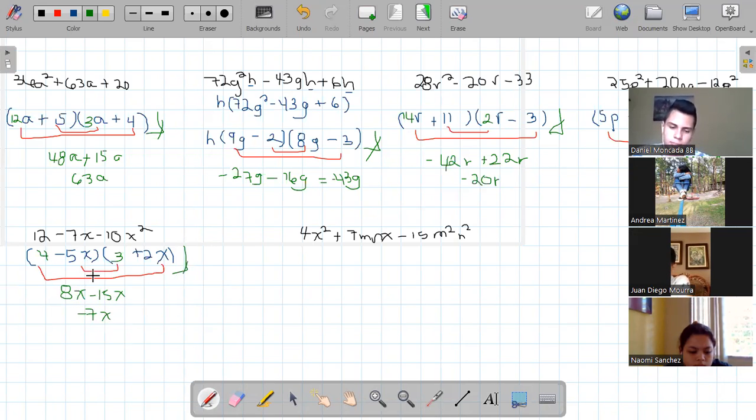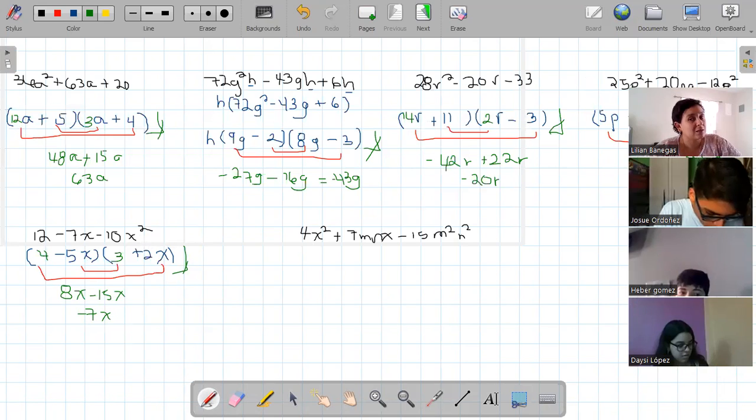You can see it doesn't matter if the x is in the last term of the binomial or in the first term, like in the previous exercises. At the end, it is exactly the same thing, exactly the same procedure, okay?